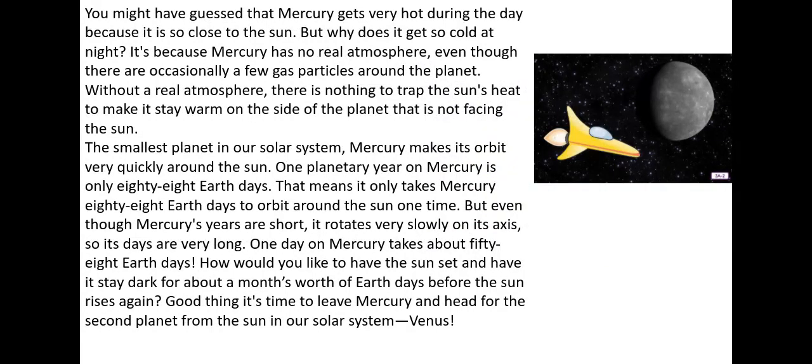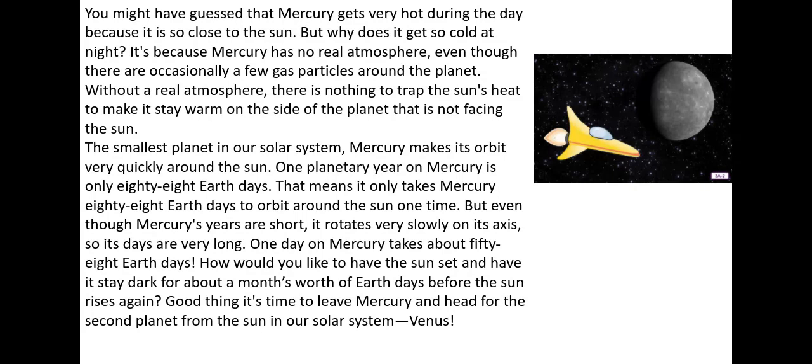You might have guessed that Mercury gets very hot during the day because it is so close to the sun. But why does it get so cold at night? It's because Mercury has no real atmosphere, even though there are occasionally a few gas particles around the planet. Without a real atmosphere, there's nothing to trap the sun's heat to make it stay warm on the side of the planet that is not facing the sun.